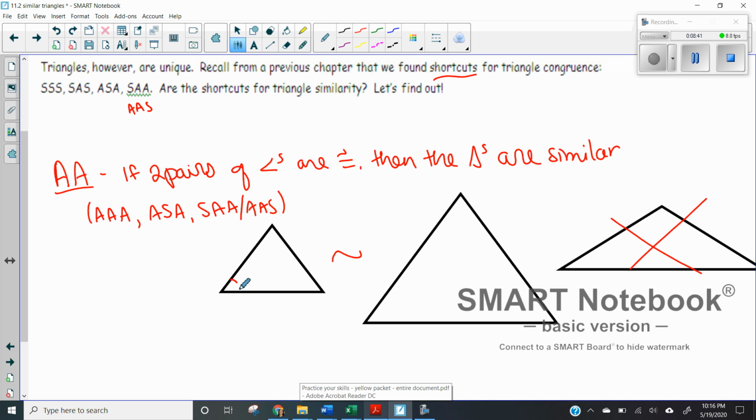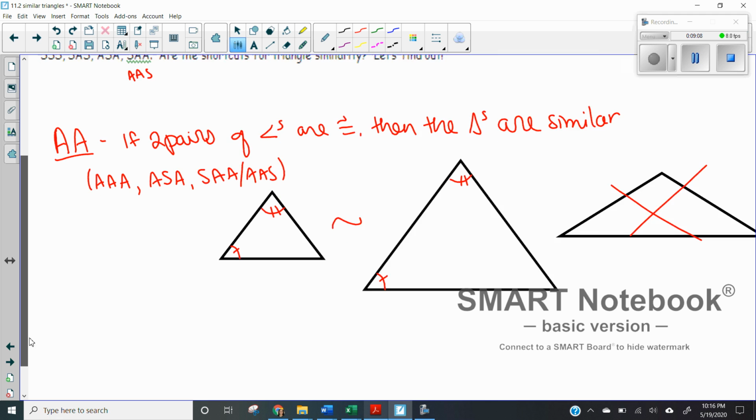Now, here's what it will look like in a diagram. You might just have this marked: one pair of congruent angles, two pairs of congruent angles. If you see that, that itself right there is enough information to say that yes, the triangles are similar. Other than that, basically all of the old shortcuts from congruence work as well.